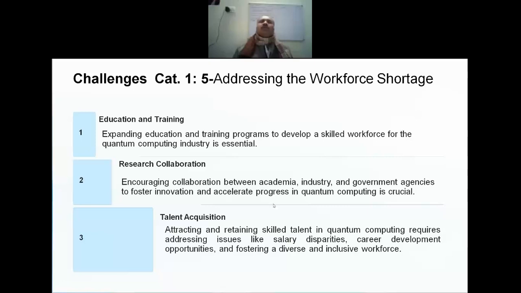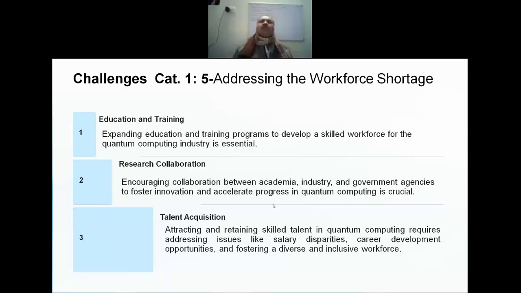That's why the workforce is not generated properly, because people are not going into the coding field from a physics background. They generally come to the coding field from a mathematical background. That's why we need to expand education and training programs to develop a skilled workforce for the quantum computing industries. Next, research collaboration.